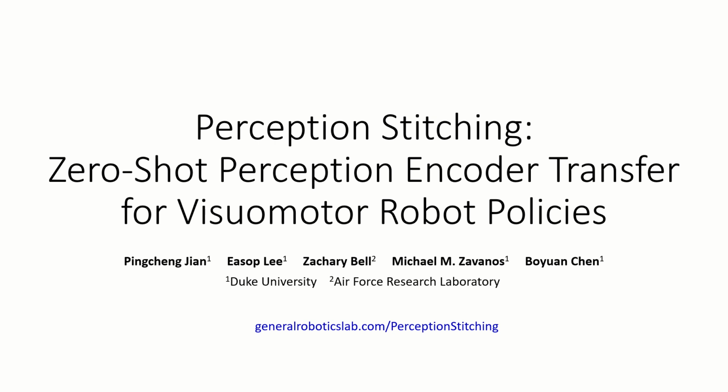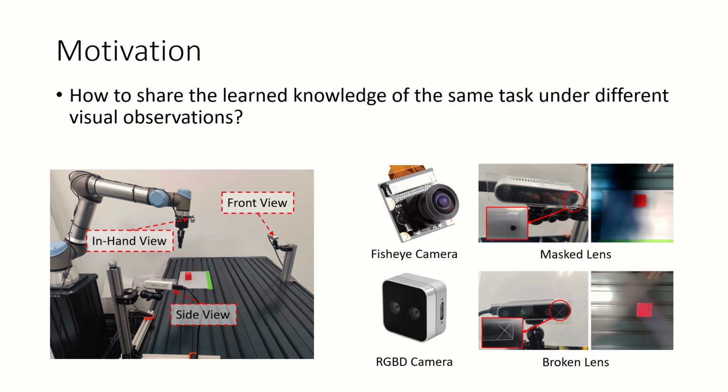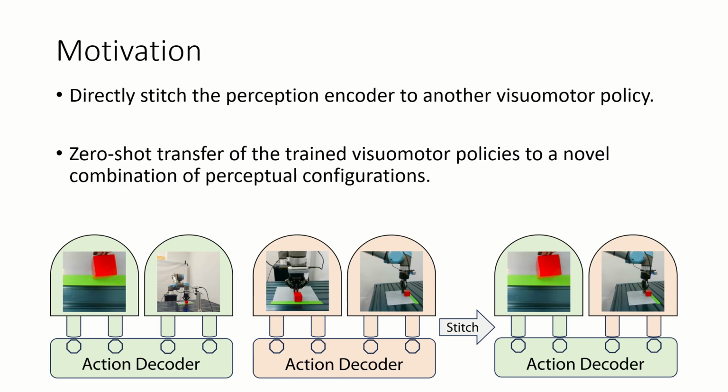We present perception stitching, a method for zero-shot perception encoder transfer for visuomotor robot policies. A policy trained with one camera setting usually cannot adapt to another camera setting. How can we reuse the learned knowledge of the same task and enable efficient transfer to different visual observations? We want to enable zero-shot transfer of the trained policies to a novel combination of perceptual configurations.